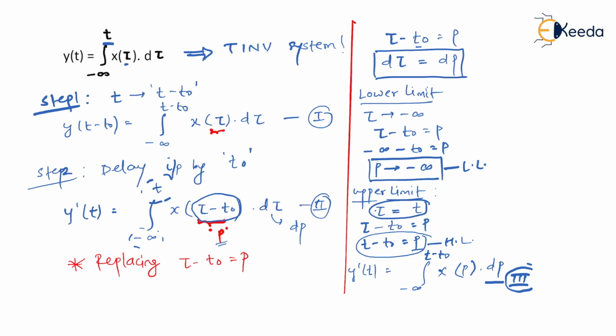Now it may differ in that what you find over here is tau and what you find over here is p. So let me tell you, whether it is tau or whether it is p, it is just a dummy variable. So a dummy variable can be anything, right? But if you see, ultimately the lower limit and higher limit are exactly the same, with tau as a dummy variable in equation 1 and p as a dummy variable in equation 3. It really doesn't matter. Therefore I can say that equation number 1 and equation number 3 are exactly the same, that is y dash of t is equal to y of t minus t naught. Therefore the given system is a time invariant system.